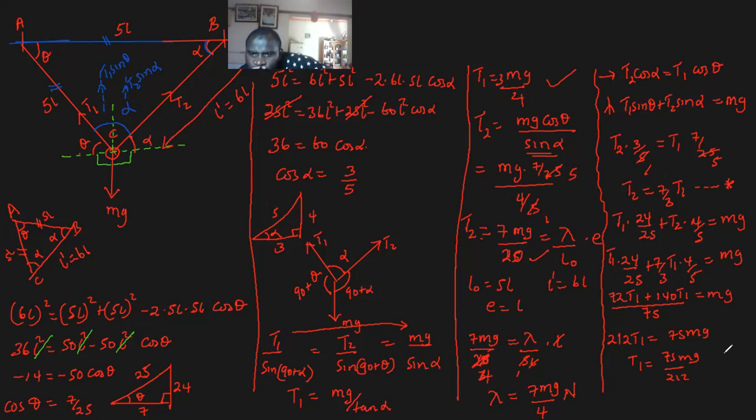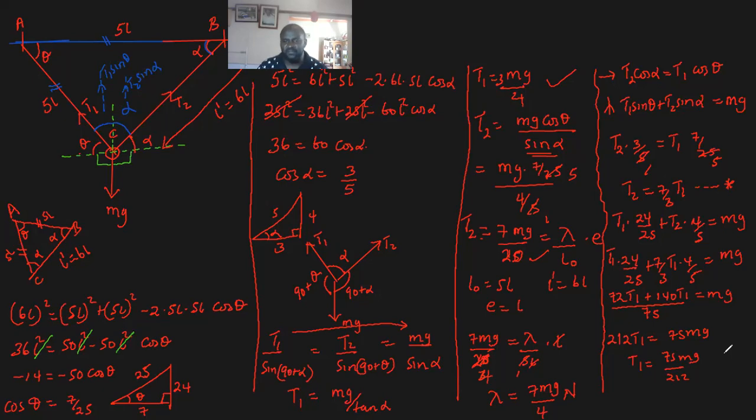5 cannot have a 2 at the end. Never. It either has a 5 or a 0. If I divide by 75, someone divide 15 by 212, what do you get? No, 25 by 212. It is impossible.